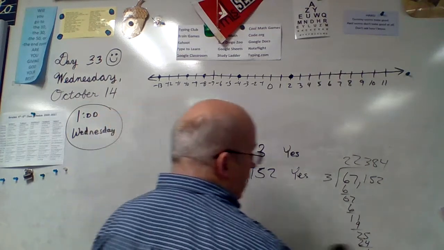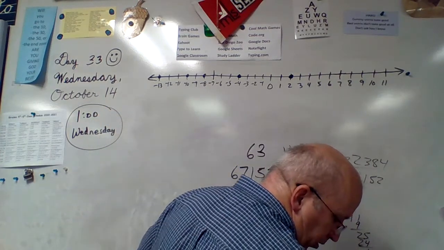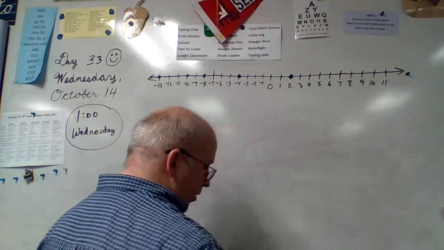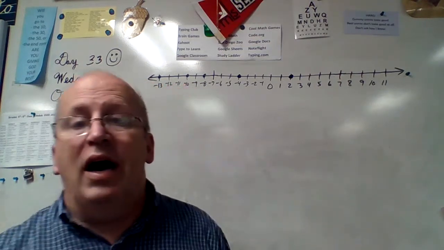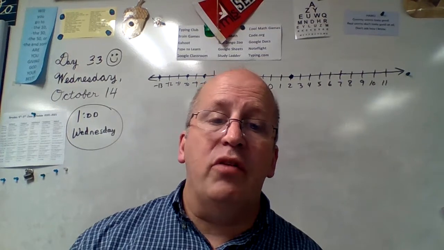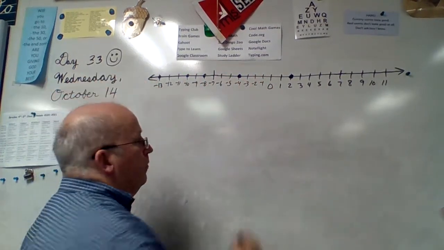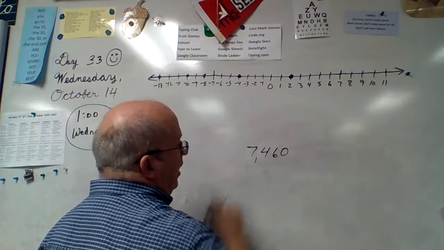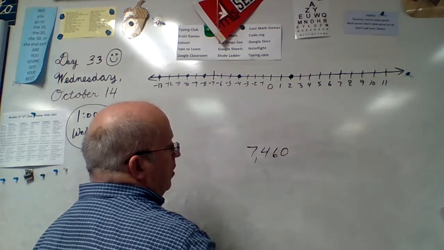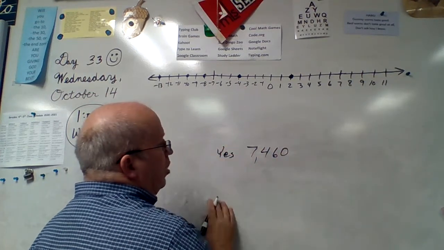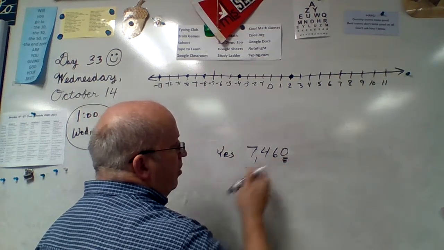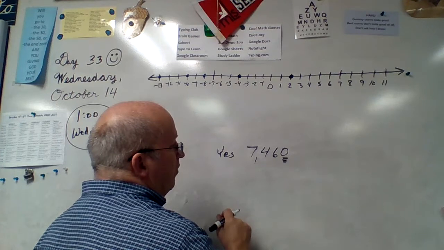Well, let's try the next rule, which is the divisibility rule for 5s. That's an easy one. If a number ends in 0 or 5, then it is divisible by 5. So here's a number, 7,460. Is that number divisible by 5? The answer is yes. How do I know that? It ends in a 0. If it ends in 0 or 5, it's divisible by 5.